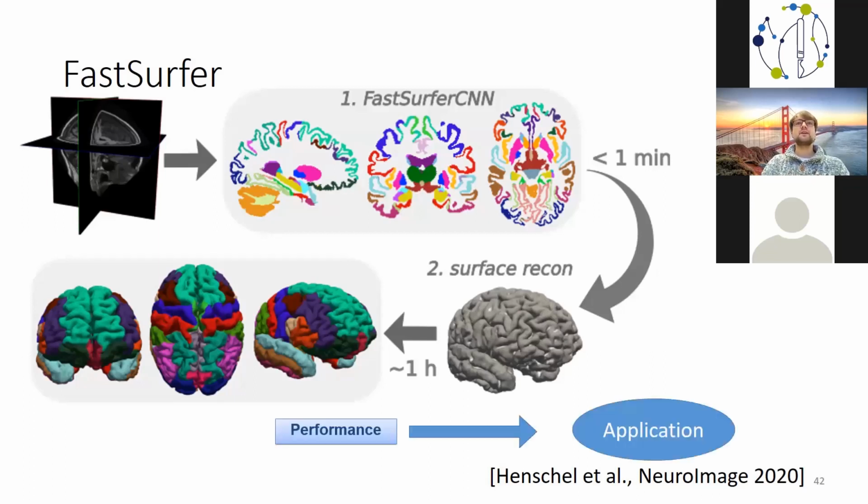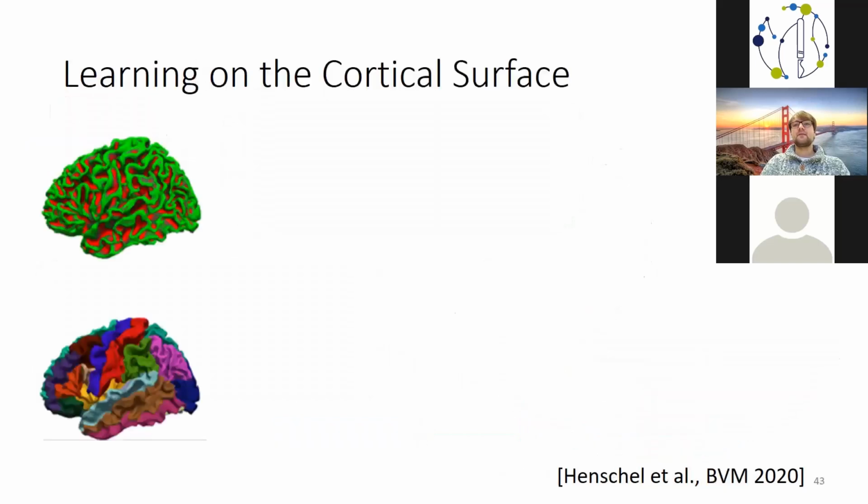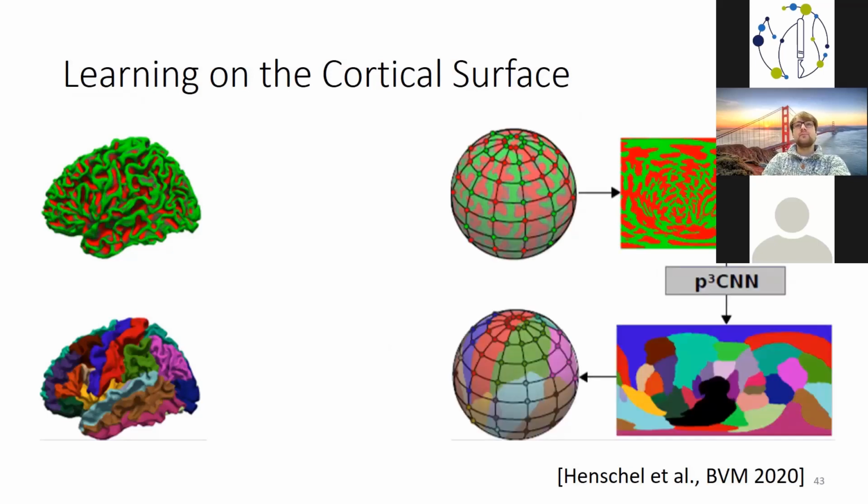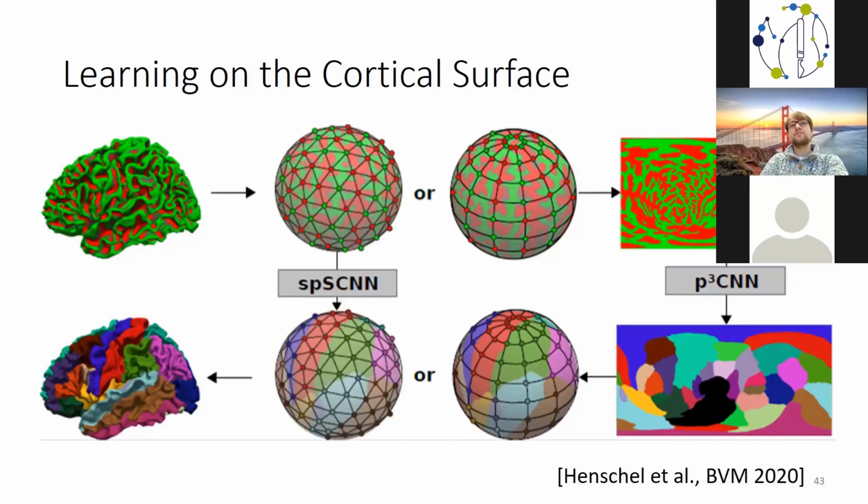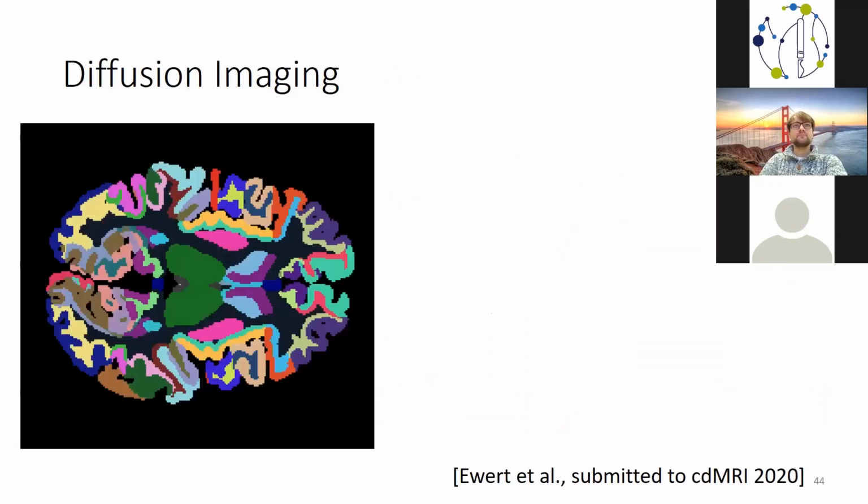And then we have done some learning on cortical surfaces, and there we are comparing learning in the data structures of the meshes with learning on the data structure of actually projecting these meshes onto an image and how that actually performs.